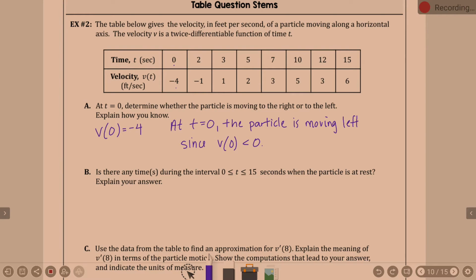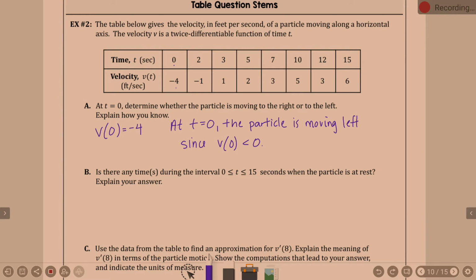Okay. Is there any time during the interval from 0 to 15 seconds when the particle is at rest? Explain your answer. Yes. Between 2 and 3, there's a change in direction. And how do we know that there's a change in direction between 2 and 3? Velocity changes from negative to positive. Now, this argument only works if this function is continuous. Do we know for sure, because it was given as a table, so we don't have a graph or an equation to look at, that this is continuous? No.